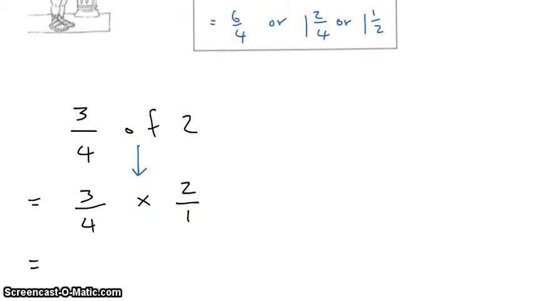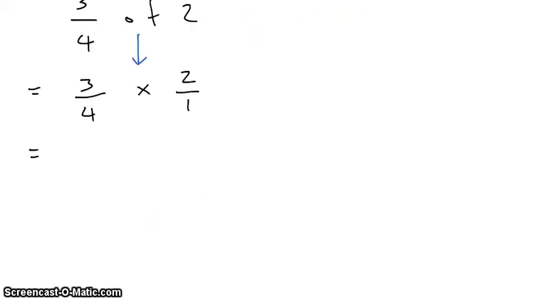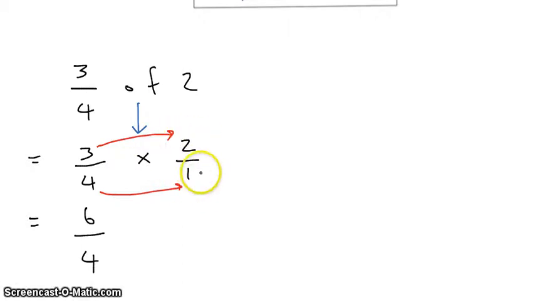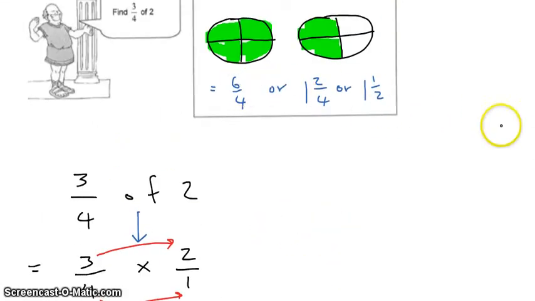And what we learnt from our multiplication last week was to multiply the numerators together first. So 3 times 2 is 6, and then we multiply our denominators together. So 4 times 1 is 4. So 3/4 times 2 over 1, or 2 wholes, that's how we write 2 wholes as a fraction, we always put it over 1, is 6/4, or again 1 2/4, or 1 1/2. And that's exactly the same answer as what we had before up here.